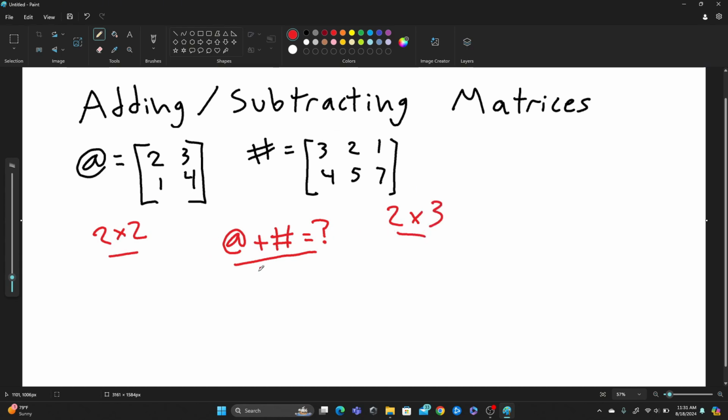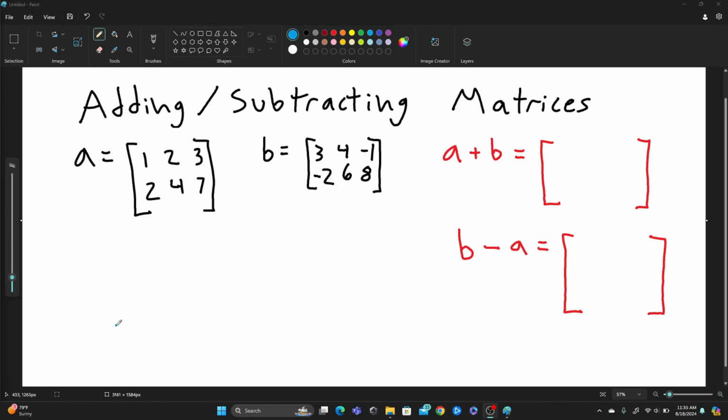It's a 2 by 3 matrix. So if you're ever presented a problem where you have to add matrices that have different dimensions, the answer is always undefined. So you cannot add two matrices with different dimensions ever. So the answer is always going to be undefined if they have different dimensions.